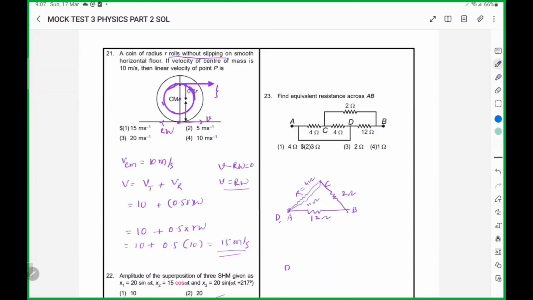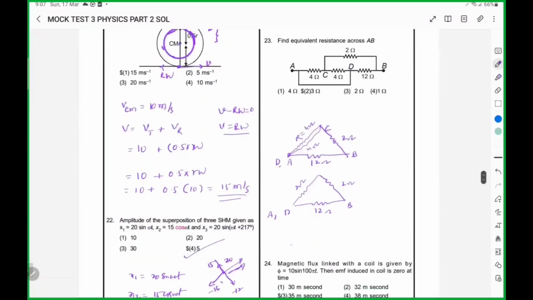So this circuit, if you redraw it, the effective resistance here is 2 ohms, 2 ohms. Here it is 12 ohms. These two are in series. So further, if you draw it, it is 12 ohms. This one is 4 ohms. So 12 into 4 by 12 plus 4, 16. So effective resistance is 3 ohms.